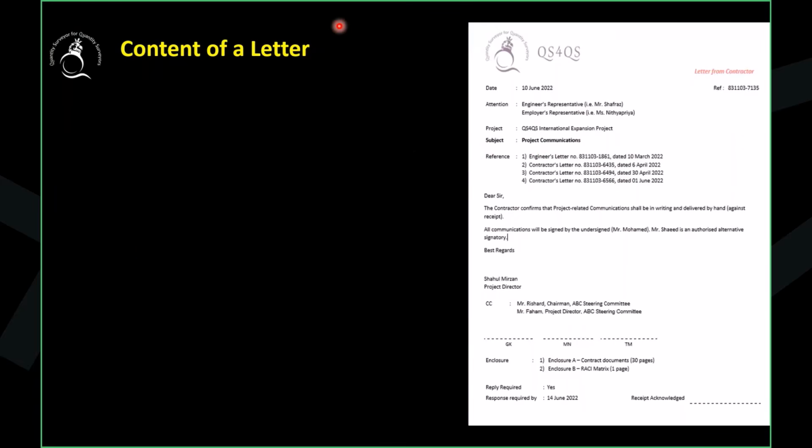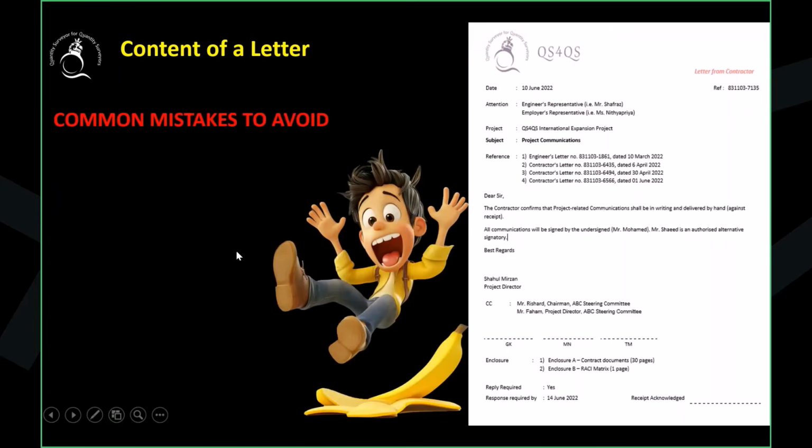Now we'll see what are the common problems that happening in the letter writing. Okay, how many of you done the letter writing before? You might have the problem. You have the understanding about the problem. Those people never done any letter writing. Fine. Let me explain you what are the problem you are going to face. So how to avoid it?